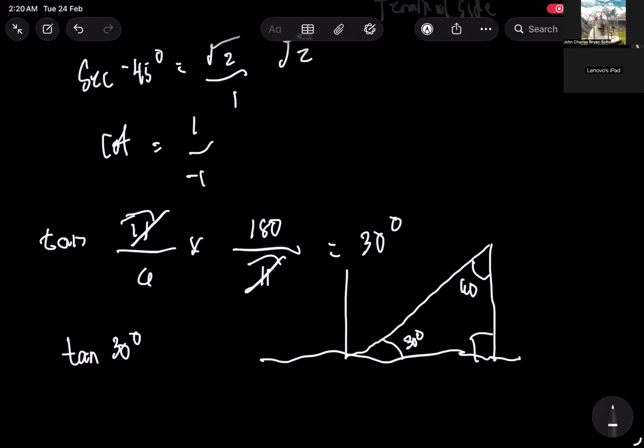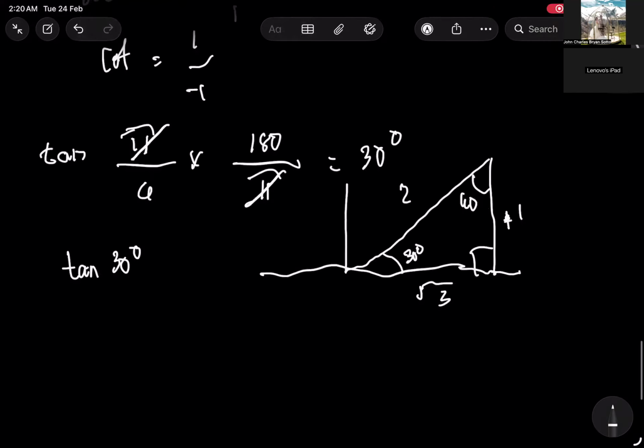Again, our shorter leg is 1, since this is positive. The longer leg will become square root of 3. Then the hypotenuse is always 2. So let's solve for the tangent.